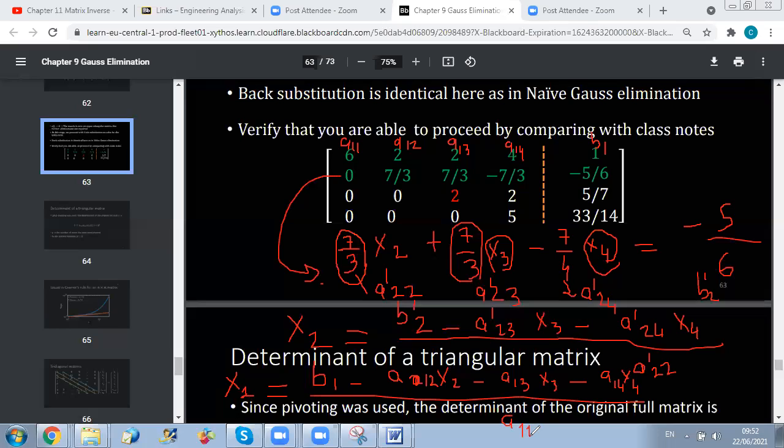Here, of course, it's easier for you to do it numerically, and there is no need to know the general rule, because you can do it numerically in a fast way. So you just find x4 first, you move to x3, then to x2, then to x1. Any question on this?